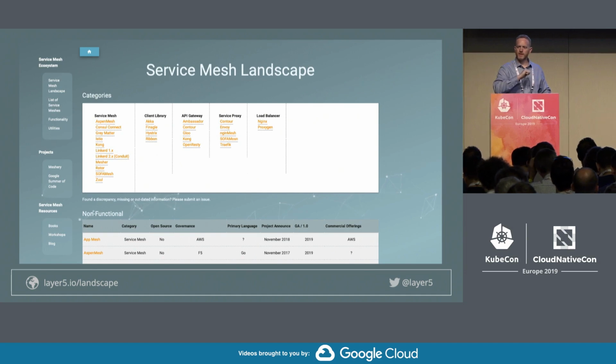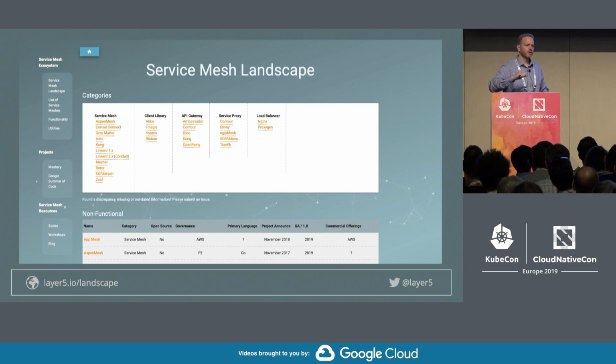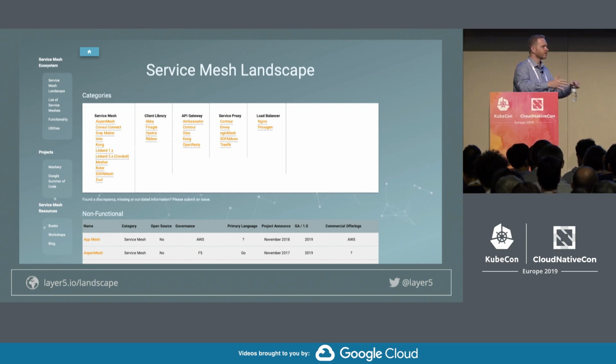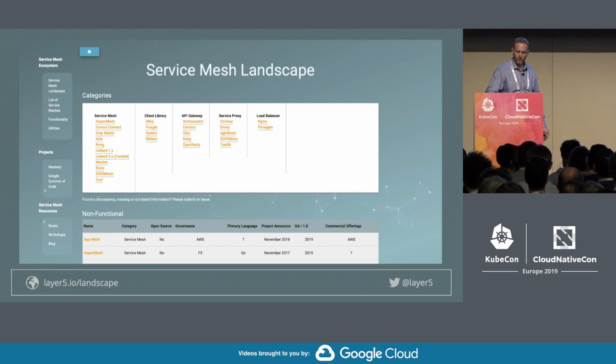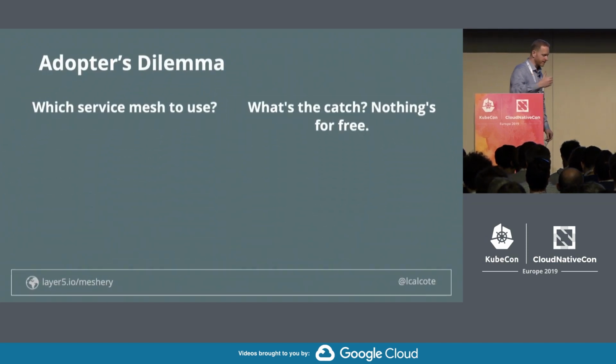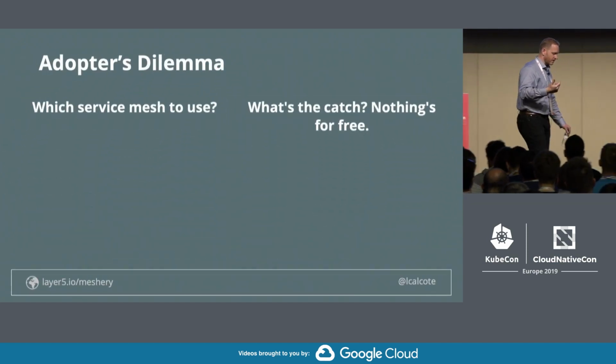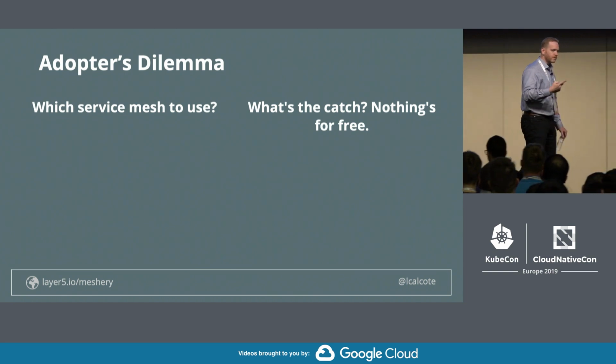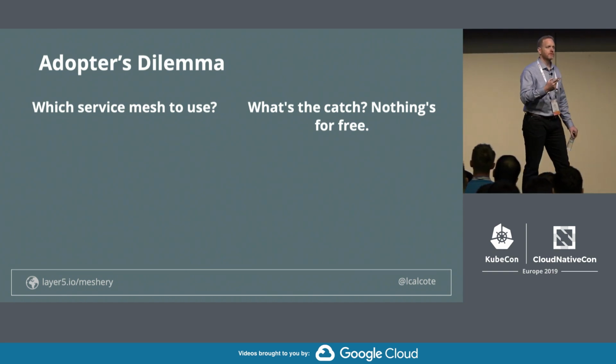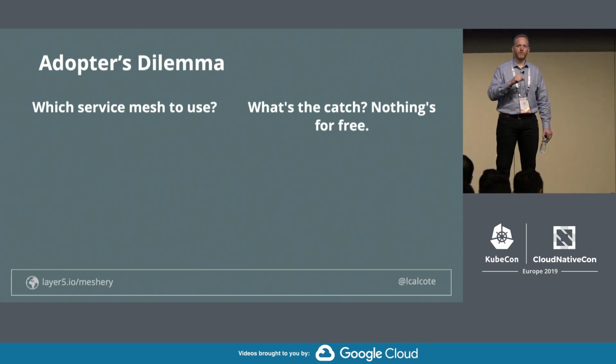The point of this is to say there is an emerging landscape. There are a number of service meshes available. You've got choice, which is excellent. It also brings with it some challenges as you go to try to figure out what choice to make and what to adopt. Those challenges include the two most commonly asked questions from our workshops.